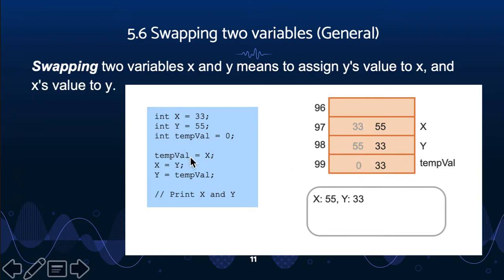Next, temp is equal to x, so you bring the 33 to temp. Then x is equal to y, so we bring the value 55 to x. And last but not least, y is equal to temp. The temp value was 33, and you bring it over, so you have x equals 55, y is equal to 33.